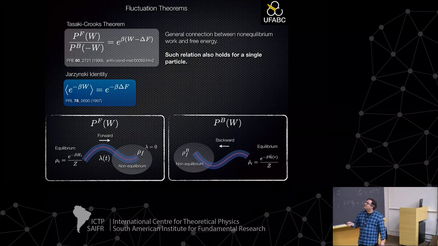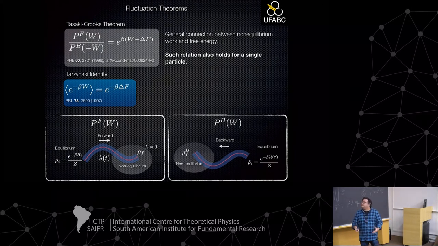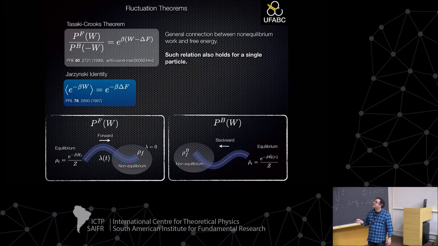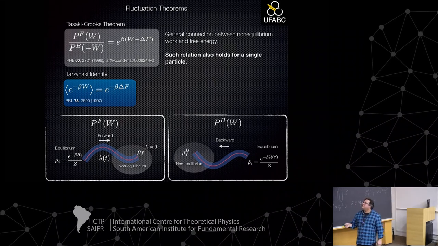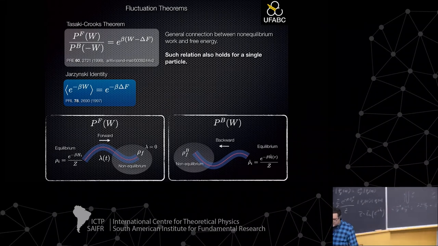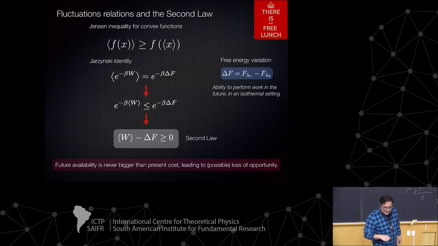And we also have the Jarzynski identity, which is in fact a corollary of this theorem. And here we have the mean value of the exponential of work. This is a very non-equilibrium quantity that depends on the process. And here we have some equilibrium quantity, which is the variation of free energy. So this gives us a kind of law about how the fluctuations will behave in that system. And this also encodes the second law of thermodynamics.